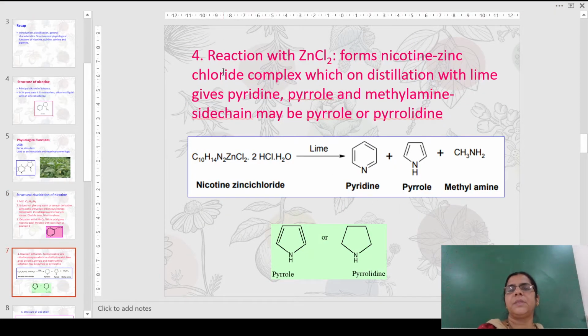When this nicotine is treated with zinc chloride, a nicotine zinc chloride complex is obtained, which on distillation with lime gives pyridine, pyrrole and methylamine, indicating that along with pyridine it may have a pyrrole or pyrrolidine ring in it.